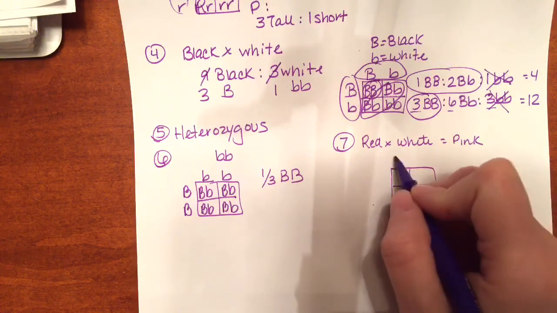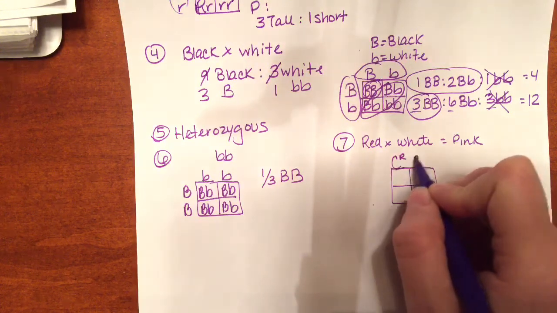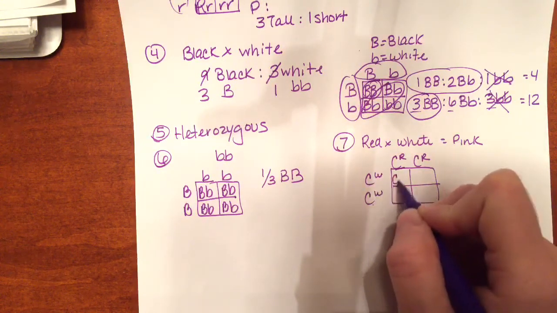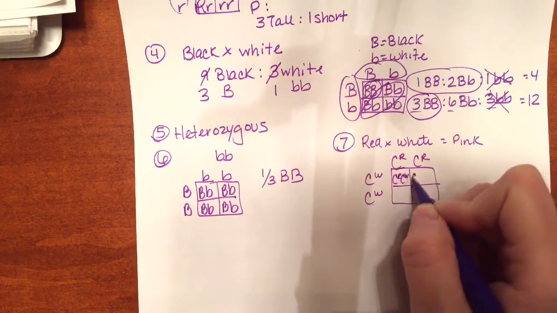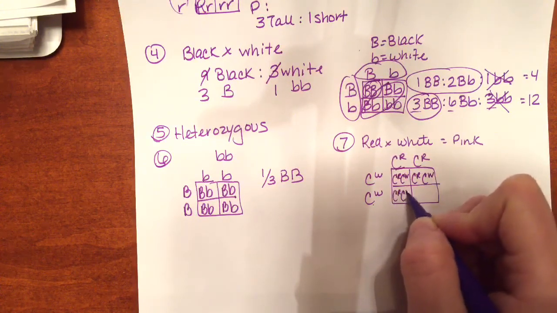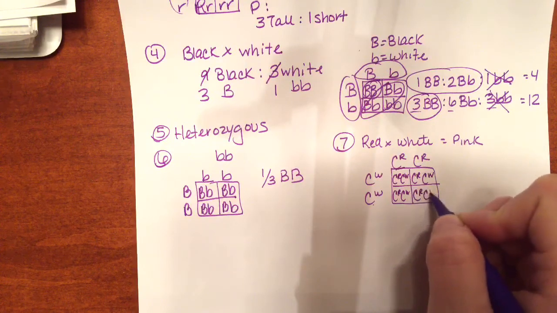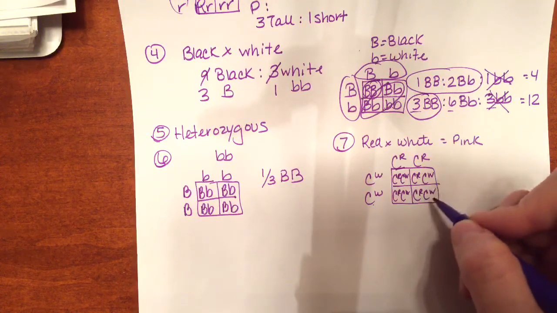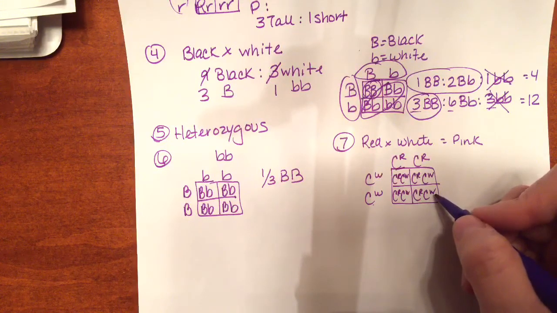So the red is going to have 2 red genes. The white is going to have 2 white genes. So all the offspring are going to be heterozygous. And so all of them have a red and a white gene, so therefore all of them are pink. So that's the Punnett square.